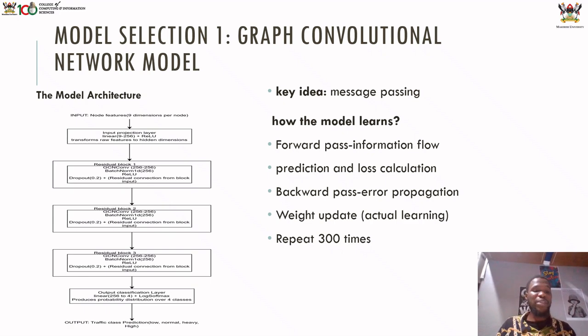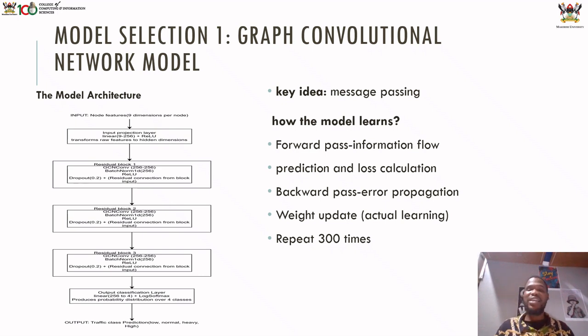Then we repeat this process. You see that residual block 1 is similar to residual block 2 and residual block 3 because the process is repeated. So I want to highlight certain things. I said message passing is very important, and that is how the model learns, right? Prediction happens downwards, but learning comes from down upwards, right? So the forward pass is information flow, that is what it does.